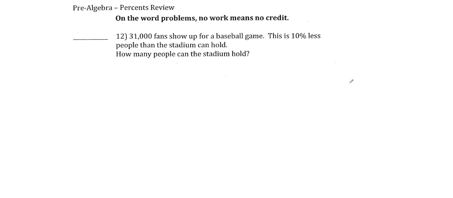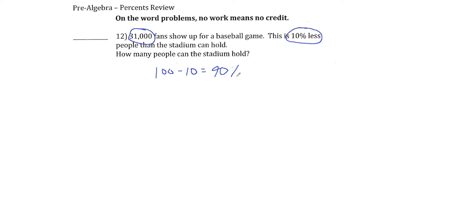So quickly, if we want to do this, it's 10% less. So 10% less people than the stadium can hold. This is not the 10%. This would be 90%, because the whole stadium would be 100%, and then we would take away the 10% to get our 90%. So 90% goes along with the 31,000.